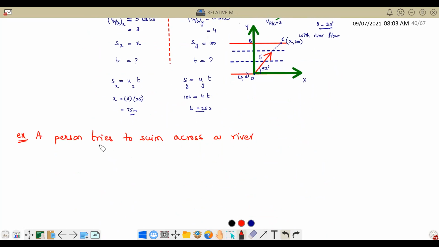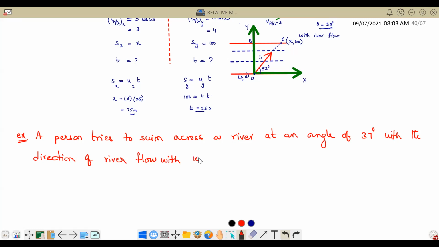A person tries to swim across a river at an angle of 37 degrees with the direction of river flow, with 10 meters per second. And given u is equal to 5 meters per second.